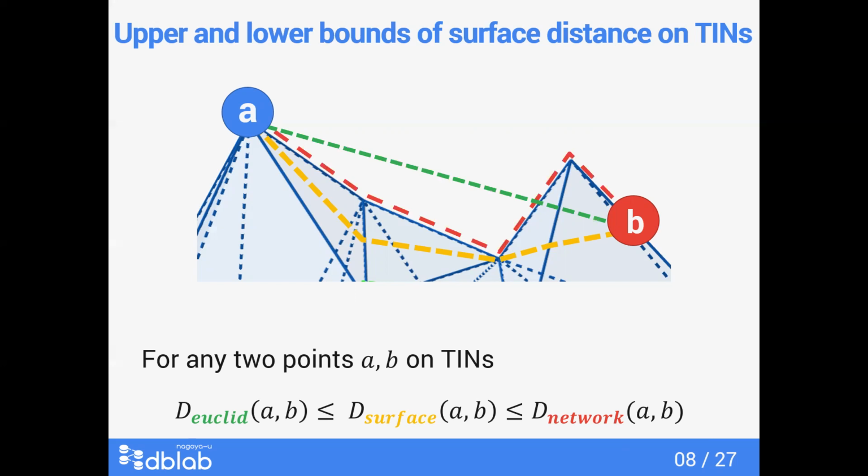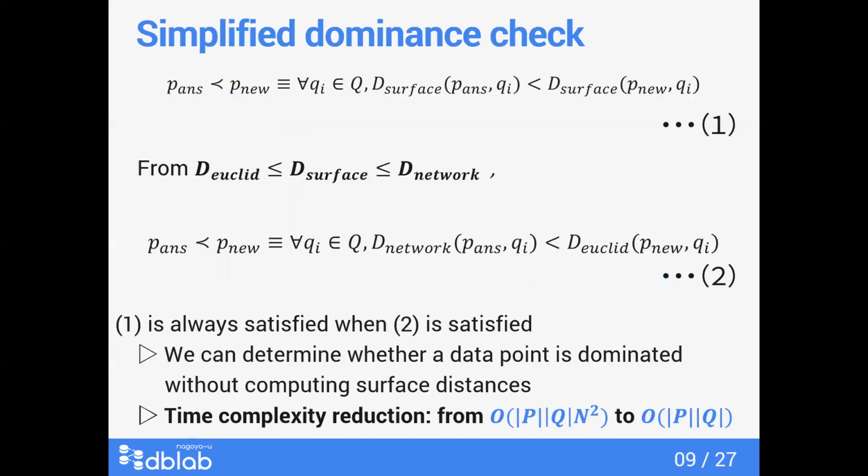Using this equation, we can rewrite the dominance check with the first equation in the definition, and finally get the second equation without the calculation of the surface distance, which allows us to make the dominance check much faster. The surface distance part is now the network distance or Euclidean distance. The first equation is always satisfied when the derived second equation is satisfied.